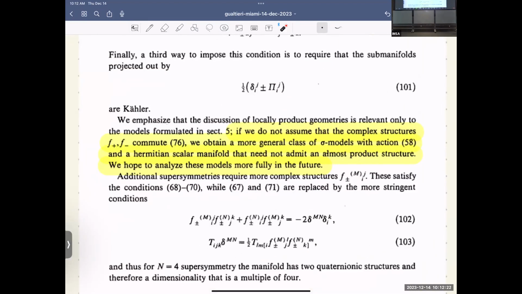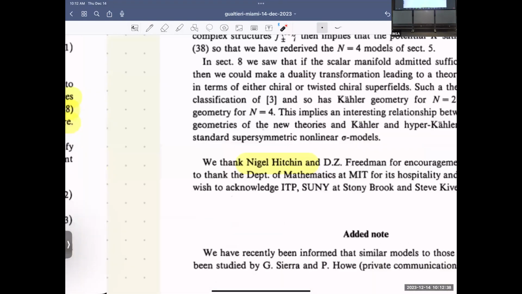The whole paper assumes that the complex structures commute, right? But they say if we do not assume that the complex structures commute, we obtain a more general class of sigma models with this action that need not admit an almost polar structure. We hope to analyze these models more fully in the future. And they thank, guess who?